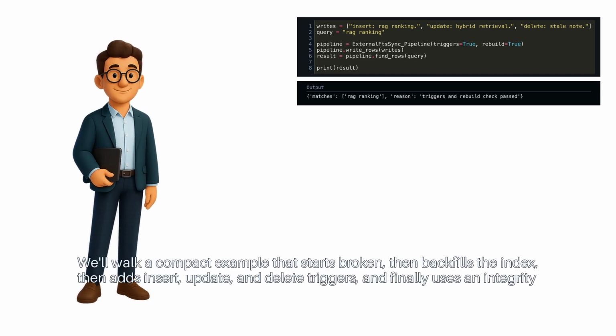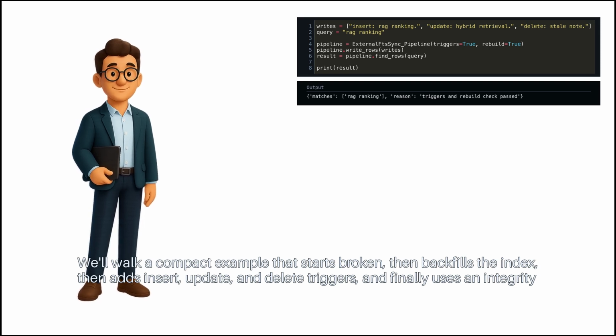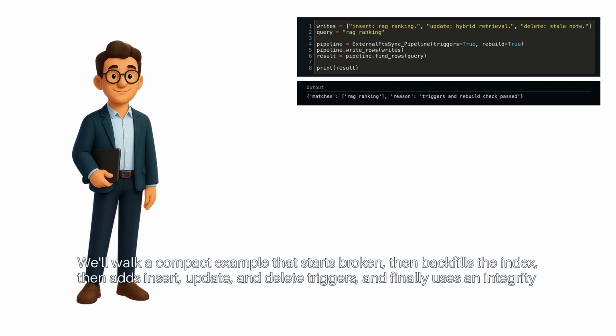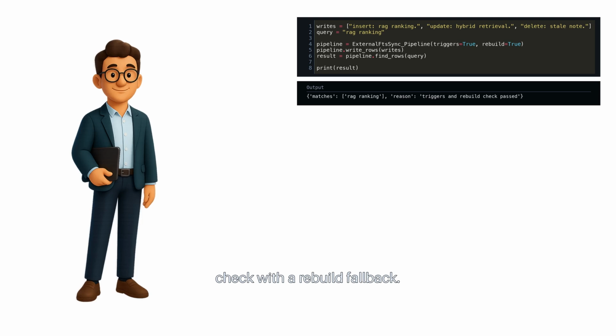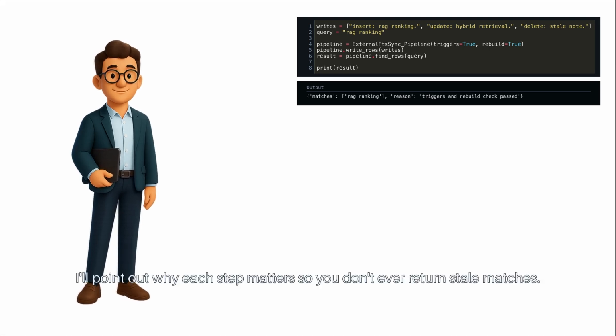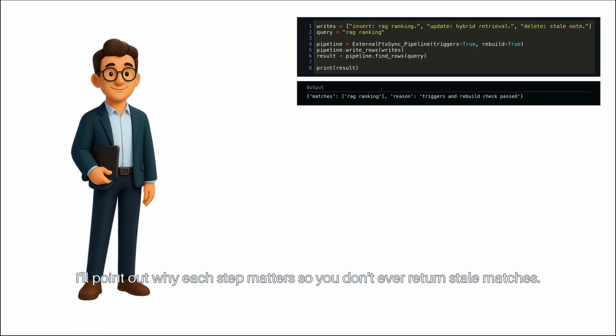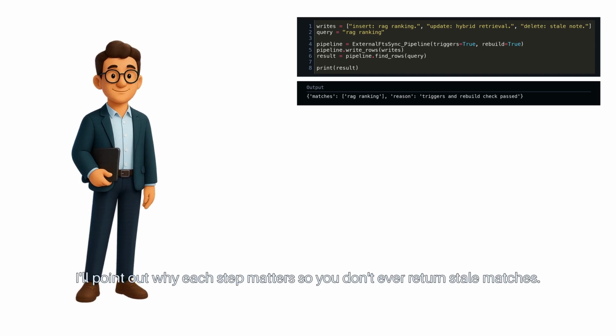We'll walk a compact example that starts broken, then backfills the index, then adds insert, update, and delete triggers, and finally uses an integrity check with a rebuild fallback. I'll point out why each step matters, so you don't ever return stale matches.